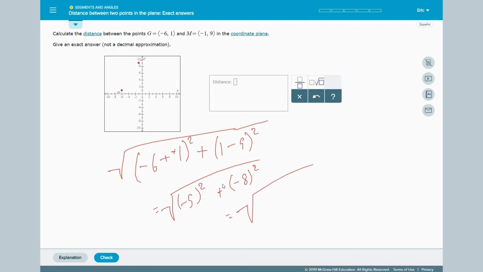Fun fact, a negative number squared is the same thing as a positive number squared. So negative 5 squared is the same as 5 squared, which is 25 plus 64, which will give me the square root of 89.